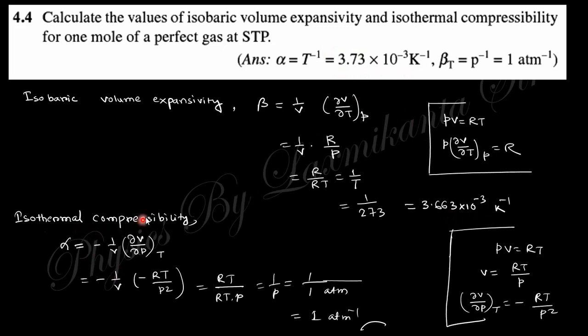This is volume expansibility, and this is isothermal compressibility. Compressibility is beta.